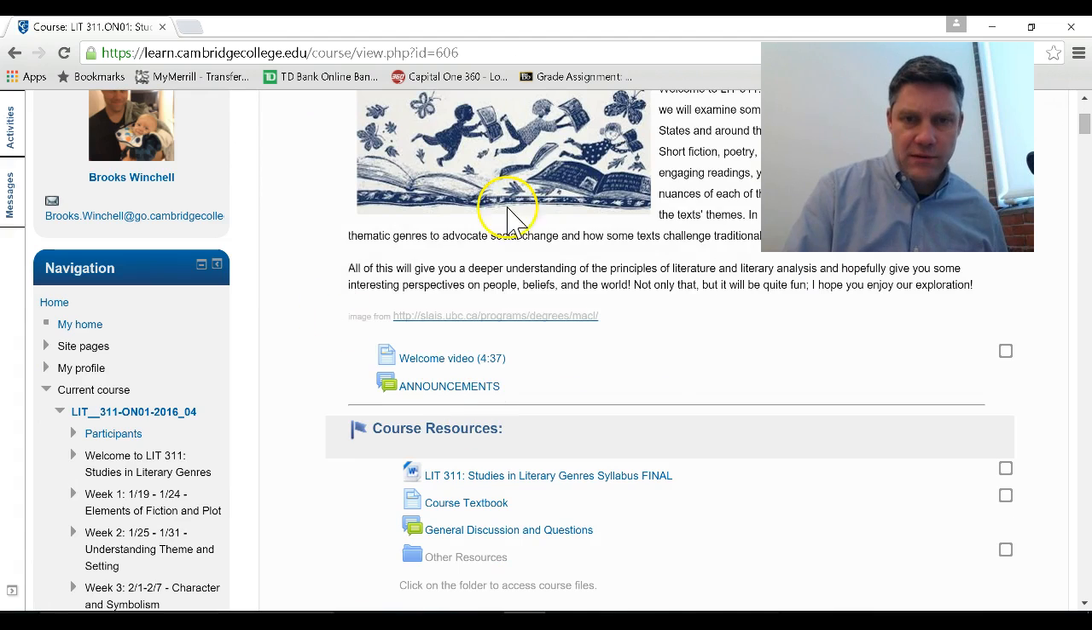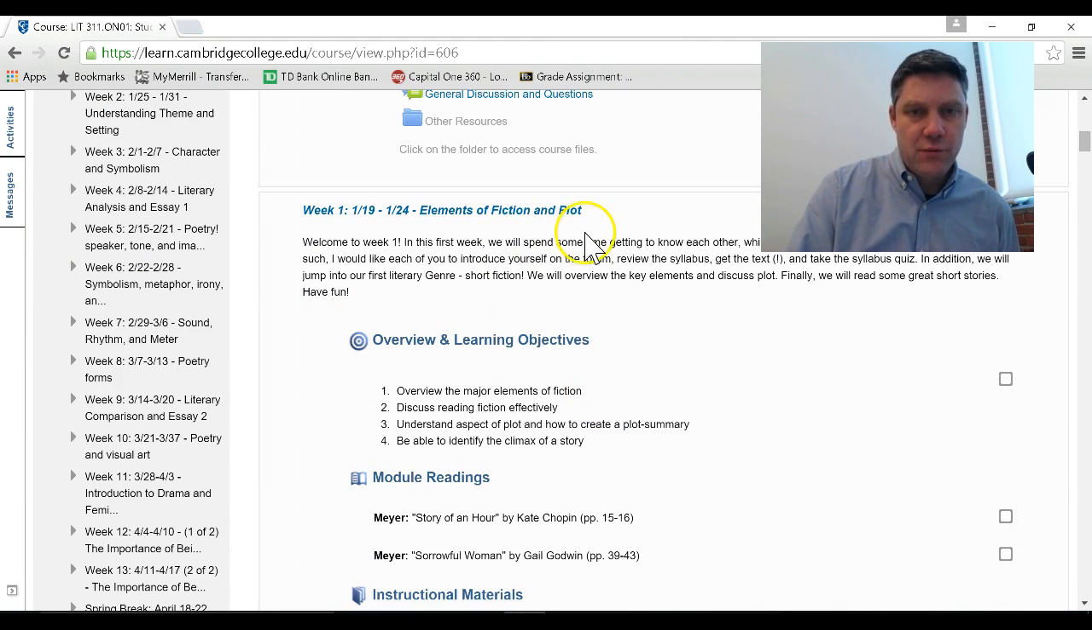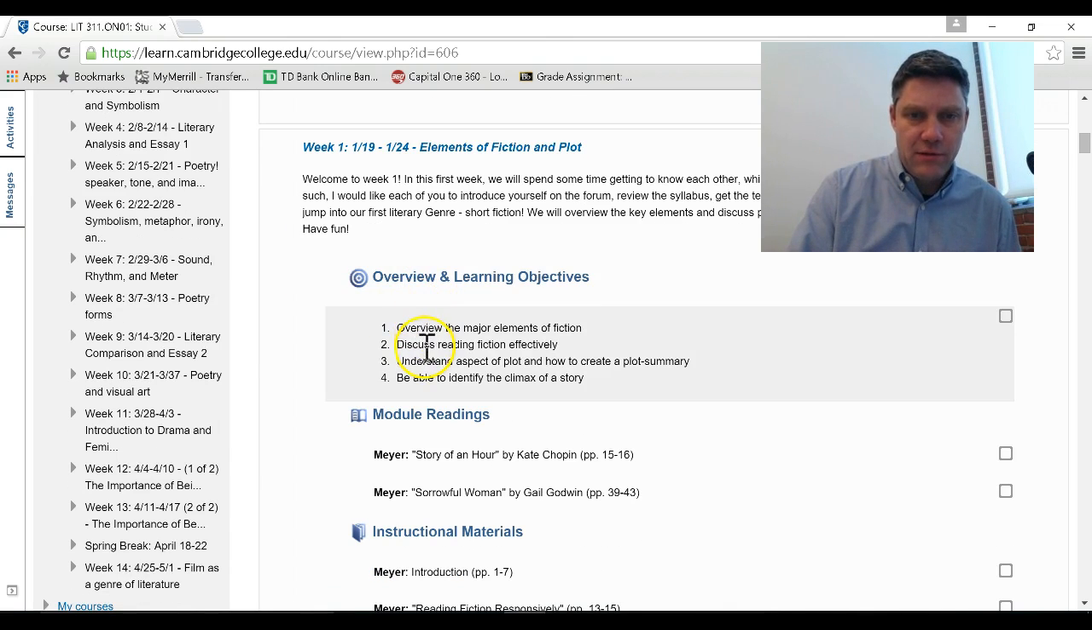So this block always stays the same at the top. Here's week 1. This is what we did last week. And for each week, they're set up the same way. There's a description. There's an overview with learning objectives, and you want to get a sense of what the learning objectives are for the week.